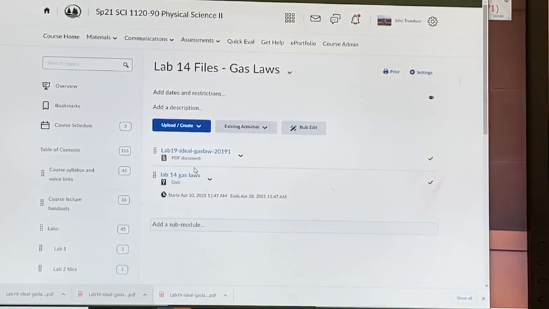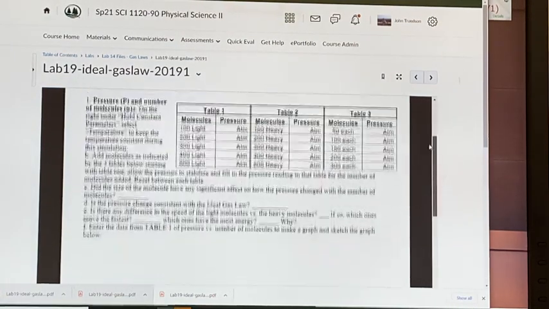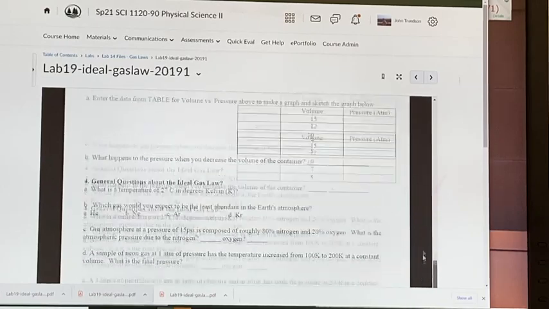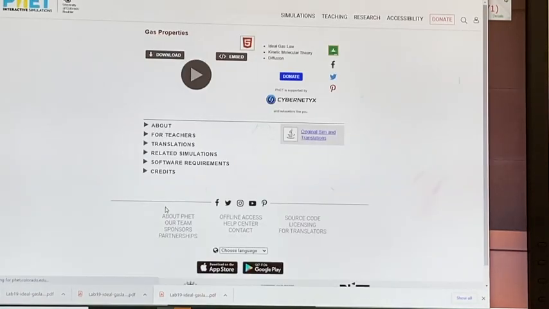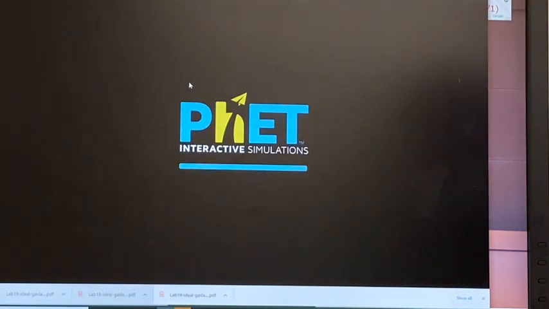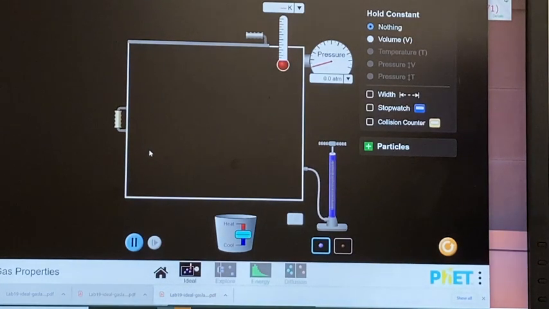Okay, this is the final lab for Science 1120 for the semester, and it'll be the ideal gas law lab. On this link here, you'll find this handout. What you're going to do is use just one website, and we will go through this. Click on the link for the gas law lab, and use ideal. And what we're going to do is go through this lab.